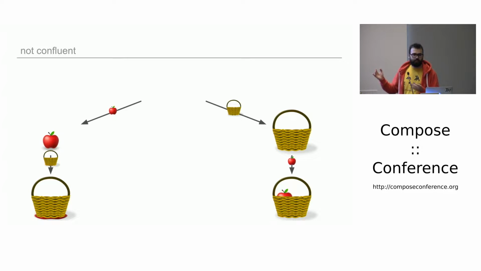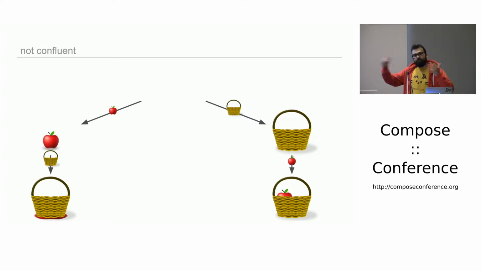What bothers me with this picture is that if I put the basket first and then the fruits are inside of the basket and they are not squished, I get a different number of squished fruits depending on the order in which I do those two actions. And so that's why it's not confluent and I'm unhappy.